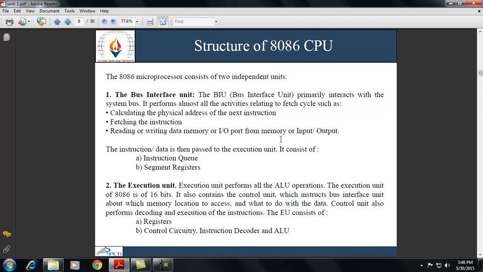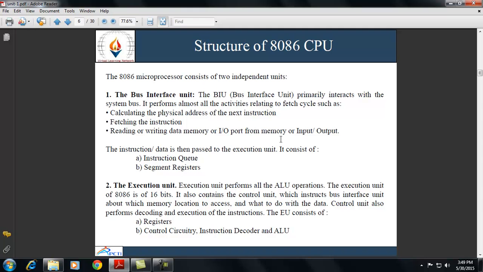Now the next is structure of 8086 CPU. The 8086 microprocessor basically consists of two independent units, that is BIU, that is bus interface unit, and execution unit. The bus interface unit primarily interacts with the system bus, and it performs almost all the activities related to the fetch cycle. And the instructions and data is then passed to the execution unit. So the BIU basically consists of the instruction queue.